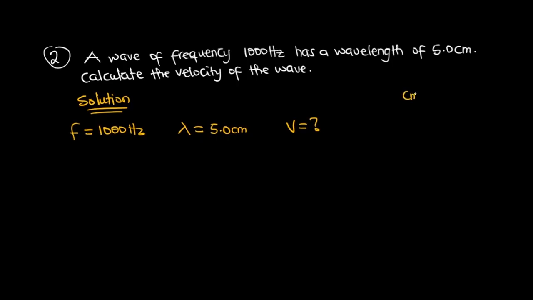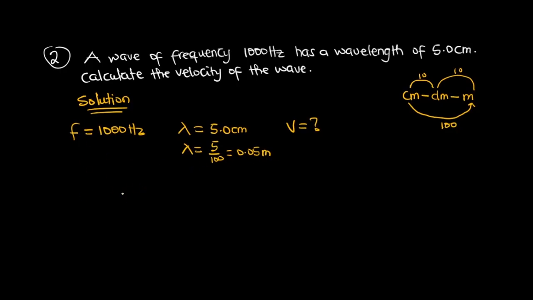Now, to do the conversion from centimeters, we move to decimeters to meters, and the gap from centimeter to decimeter is 10. From decimeter to meters is also 10. So to move from centimeters all the way to meters, it's 100, right? It means that we have to divide the 5 by 100 to get it in meters. So my wavelength will now be 5 divided by 100, and this will give me 0.05 meters as my wavelength in meters.